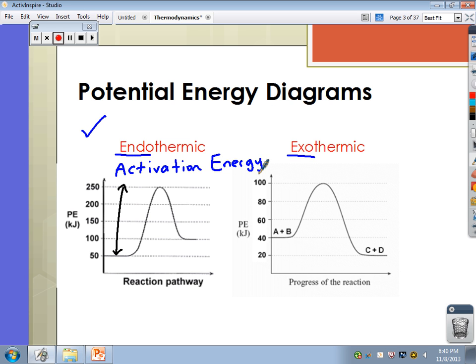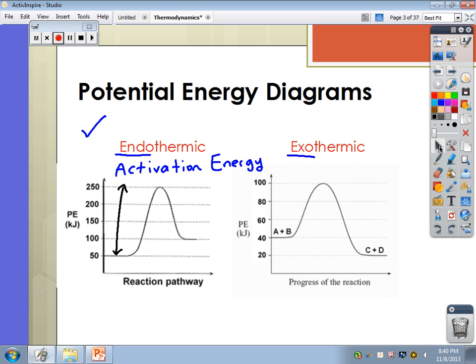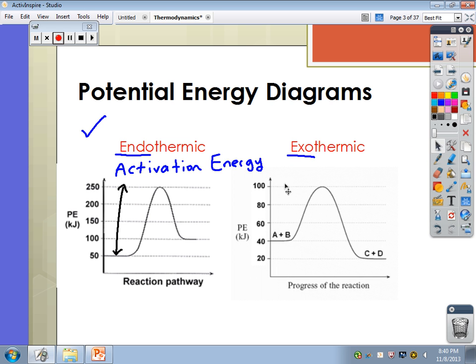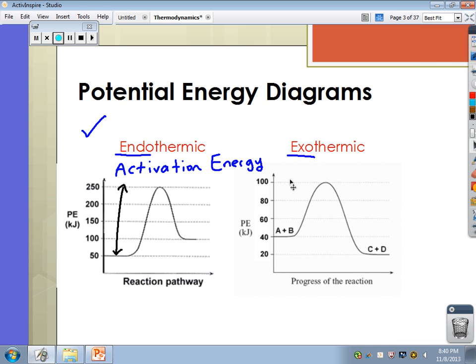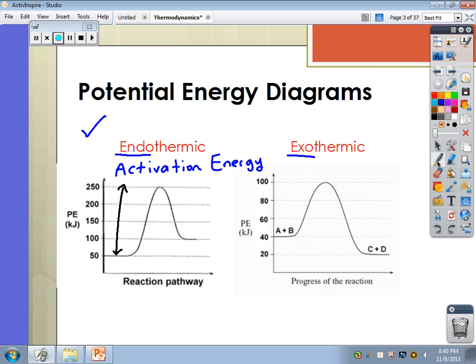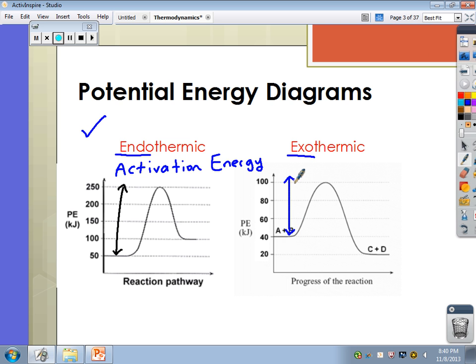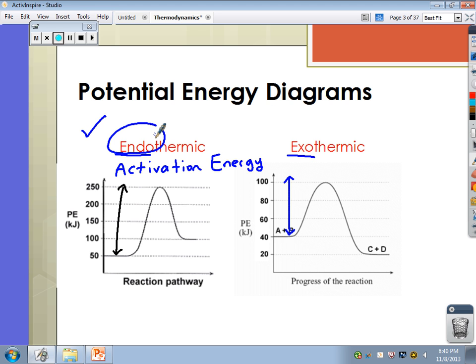So where would you draw an activation energy arrow in this diagram over here? In the exothermic graph, I will put it right here. That's an exothermic activation energy arrow. Now if you notice, in the endothermic reaction, what's true? There's more energy going in than is coming out. The reactants are here and the products are here.